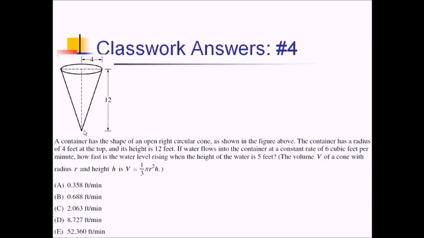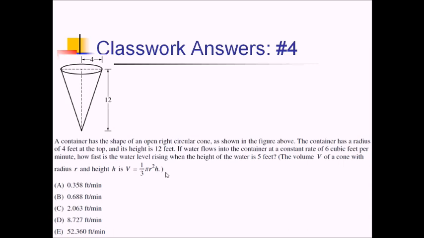For this problem, we have this cone-shaped container for some water. We have a radius of 4 feet and a height of 12 feet for this whole container, and we have some water flowing in at a rate of 6 cubic feet per minute. We want to know how fast the water level is rising when the height of the water is at 5 feet. And then they give us the volume of a cone right here, this formula.